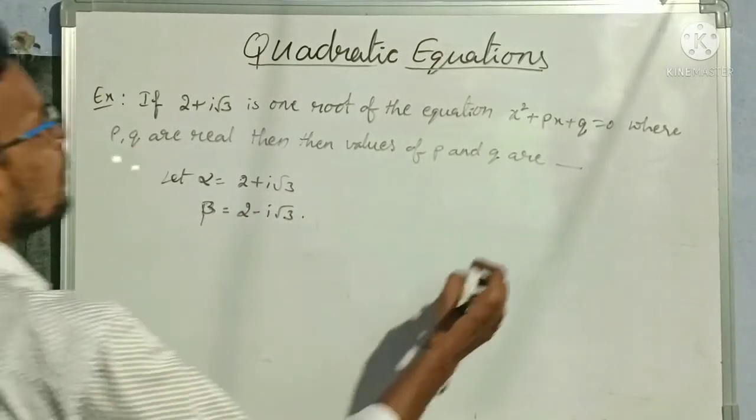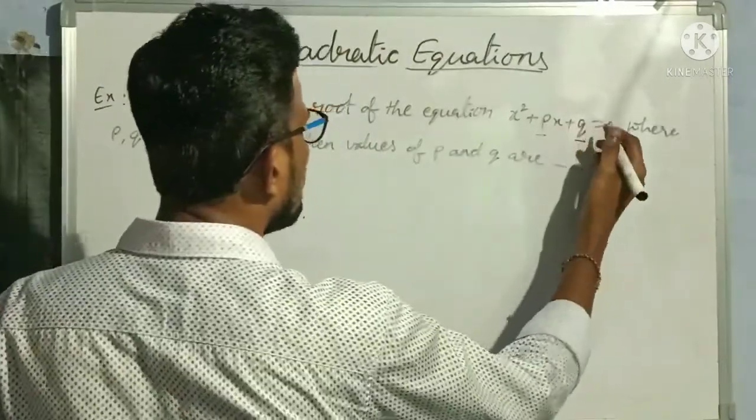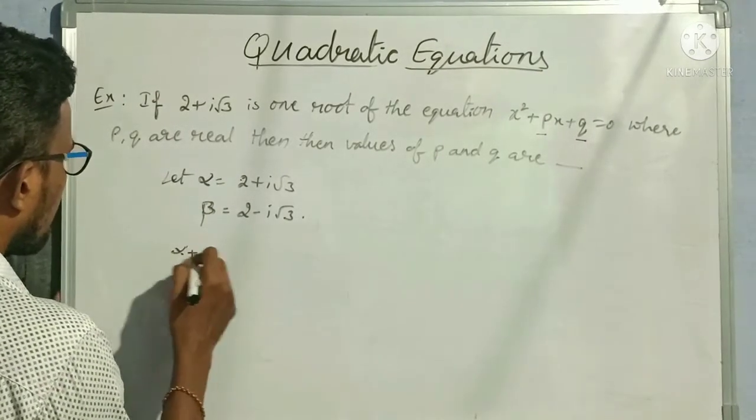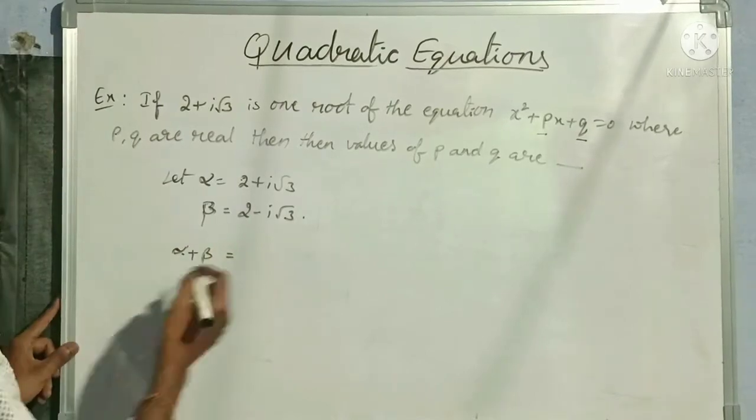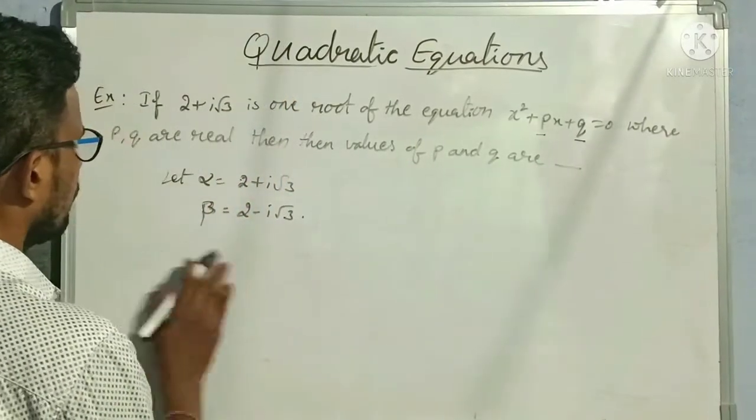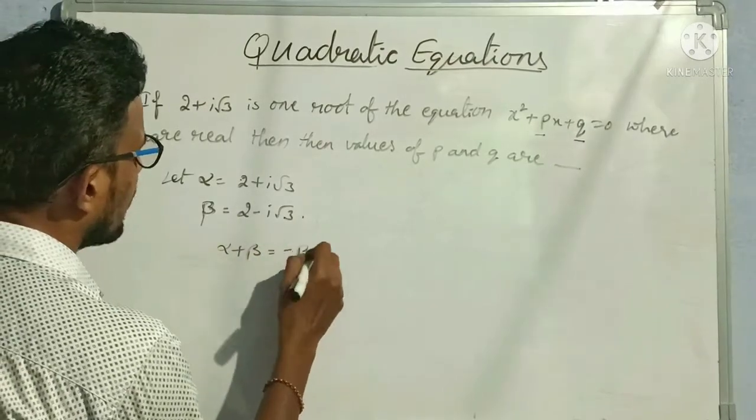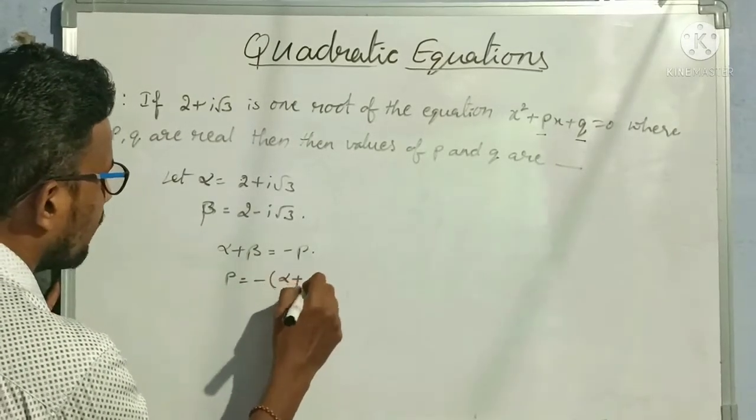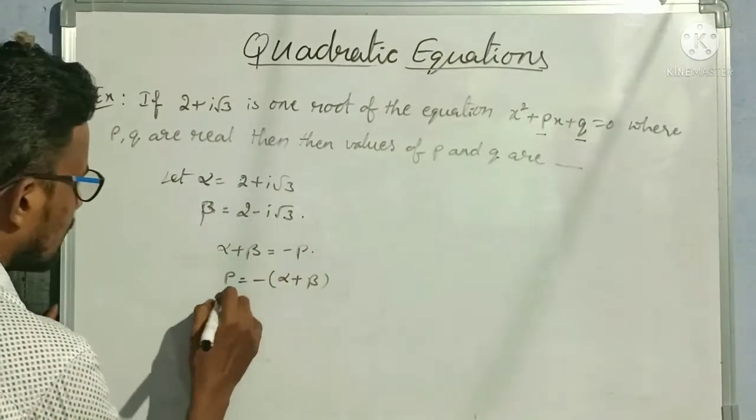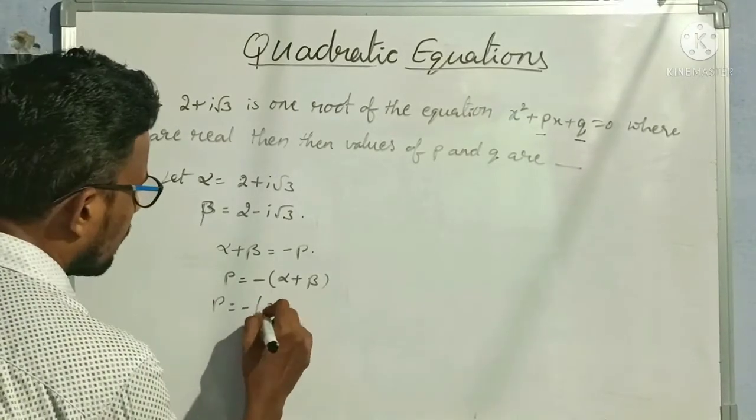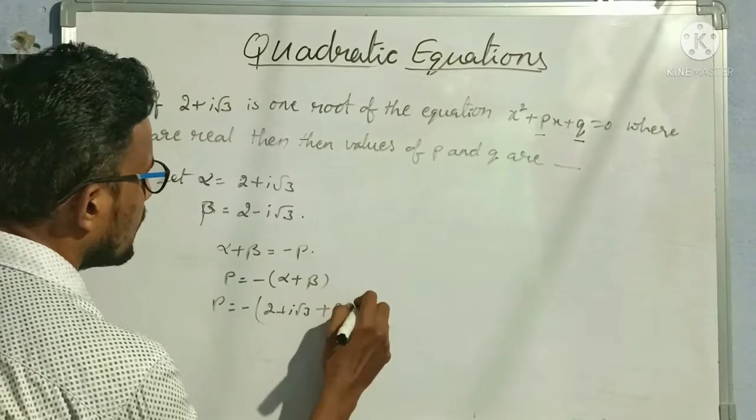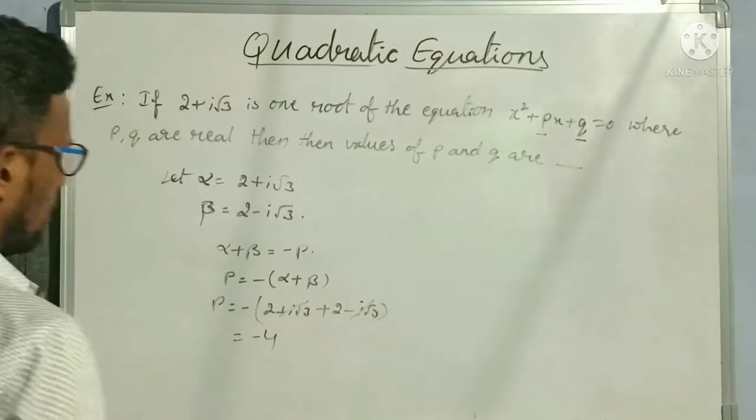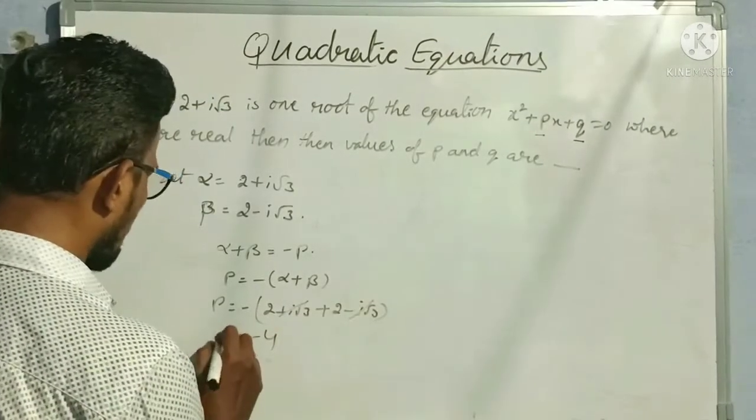Okay? So now if we take the sum of the roots and product of the roots, then we will get the values of p and q, right? So alpha plus beta is equal to minus p if we equate, right? Sum of the roots is minus p, but I want p, so p is equal to minus of alpha plus beta, means 2 plus i root 3 plus 2 minus i root 3. So i root 3 gets cancelled, minus 4. So p value I am getting as minus 4.